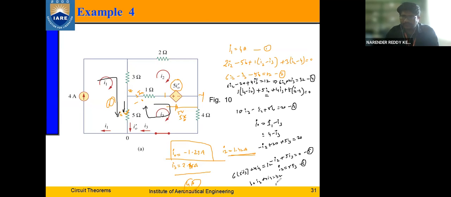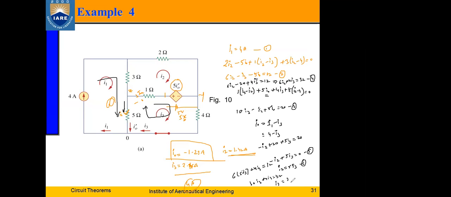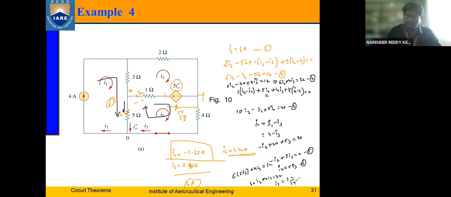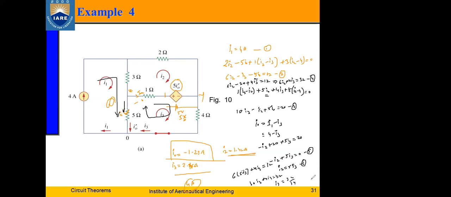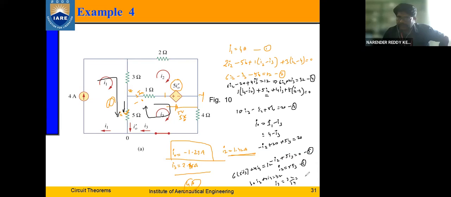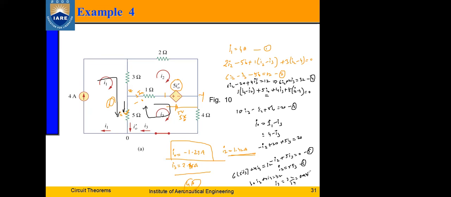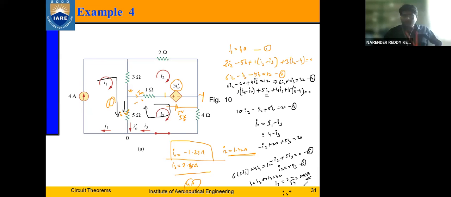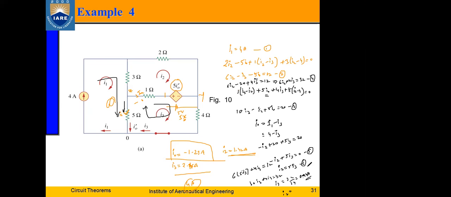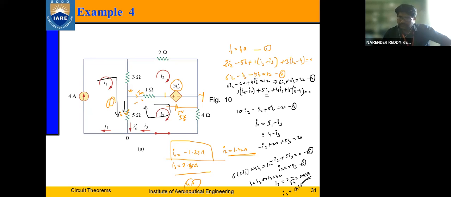So what's the value of I3 could be? 32 by 34, right? Yes, sir. Okay, 0.94 ampere. So what's the value for I2 then? Substitute that and tell me the value for I2. It's 0.18, sir. Okay, 0.18. Is that okay with the I2?